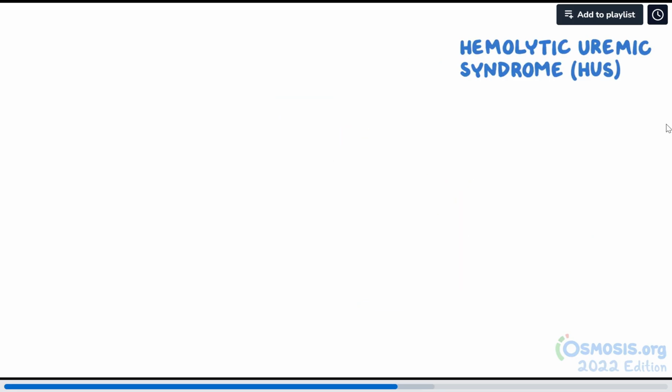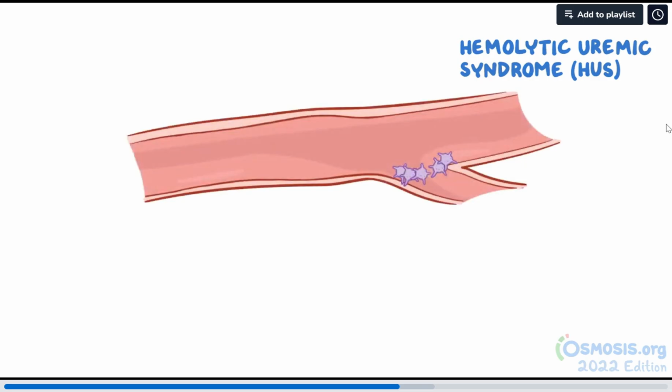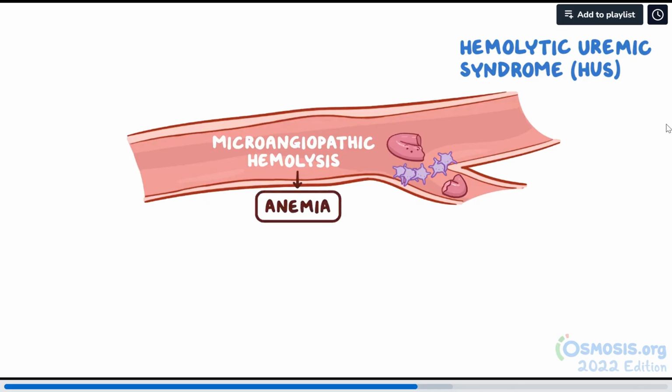Also, these clots can be big enough to obstruct small arterioles. So as red blood cells are forced to pass through obstructed microvessels, they can get sliced into fragments called schistocytes, in a process known as microangiopathic hemolysis. So as more red blood cells get destroyed in the process, their number reduces, which can cause anemia.